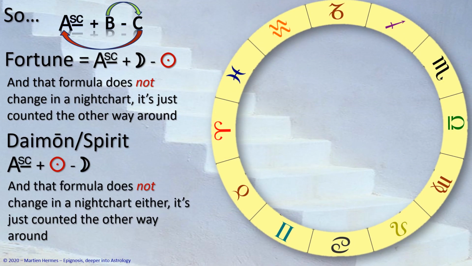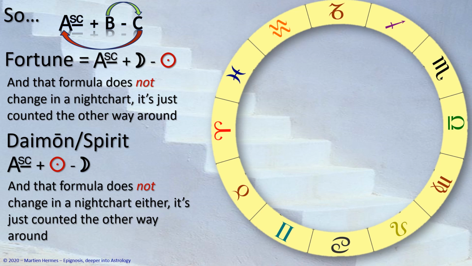So to recapitulate, fortune is calculated by using the formula ascendant plus the moon minus the sun, and that formula does not change in a night chart, it's just counted the other way around. And for Daimon, or Spirit, it's the same. This formula does not change in a night chart. So you can simply keep using the normal formulas given in all sorts of texts, and be careful how you read the reversal.